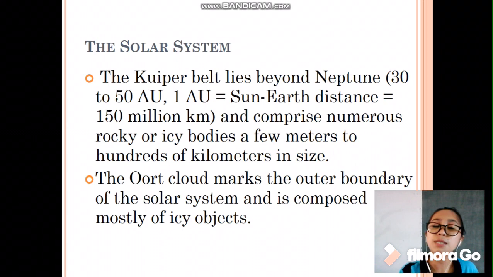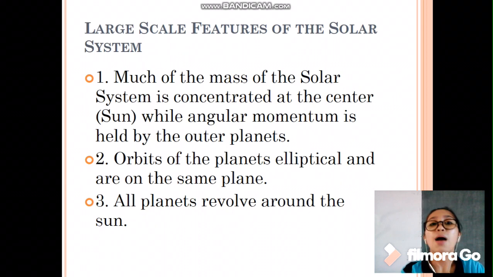So for the large scale features of the solar system, much of the mass of the solar system is concentrated at the center, in the sun. Naa sa sun ang pinakadako nga mass sa solar system. While the planets that are revolving around the sun are much less dense than the sun. So orbits of the planets are elliptical and are on the same plane, because the planets move around the solar system in orbits and the shape is elliptical. All planets revolve around the sun.